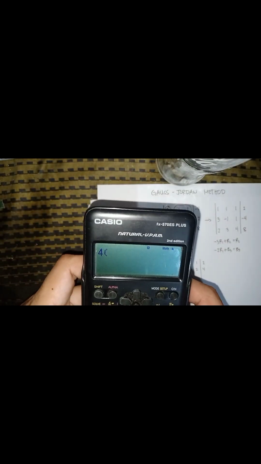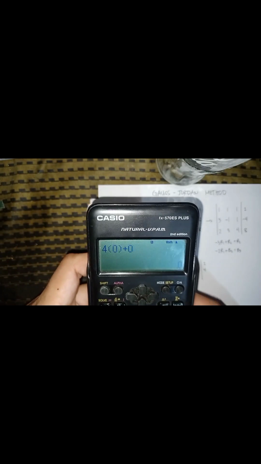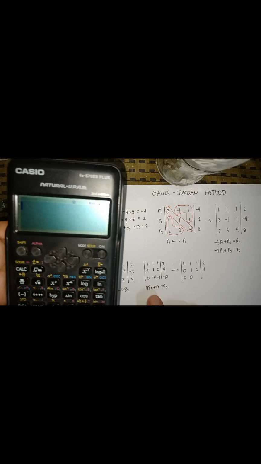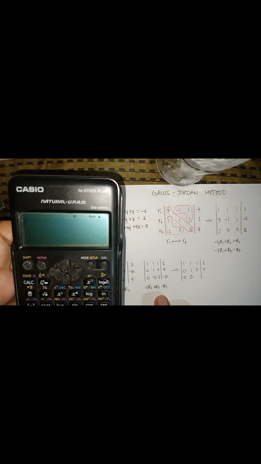4 times R2 is 0. This will be 0 plus R3 is 0. So 0 and 0. Again, we just have to plug in the values of this formula. So we now have a 3-0 here, 0, 0, 0. So we are left with 1, 1, and 2. We have to make it a 0.